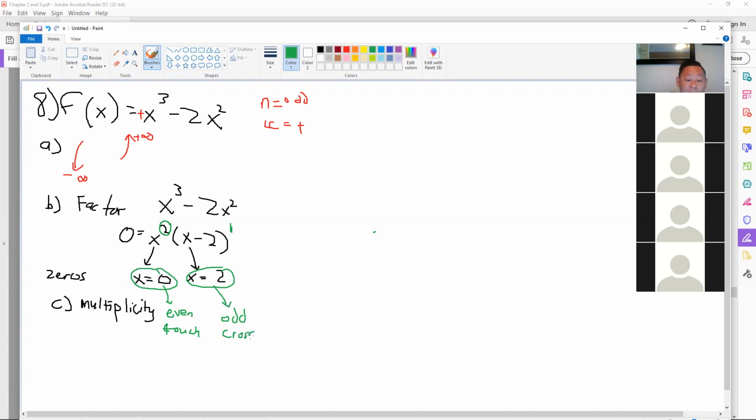So make sure you know that in order for us to figure out if the multiplicity is even or not, look at your powers. If your power is no power, which is 1, or 3 or 5, it is odd. 2, 4, 6 is even.